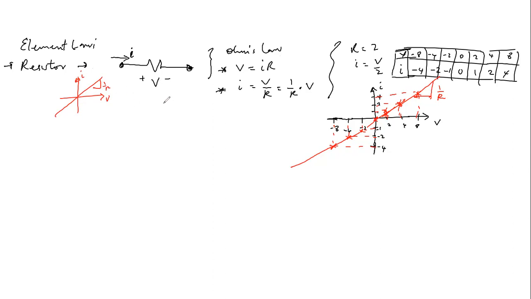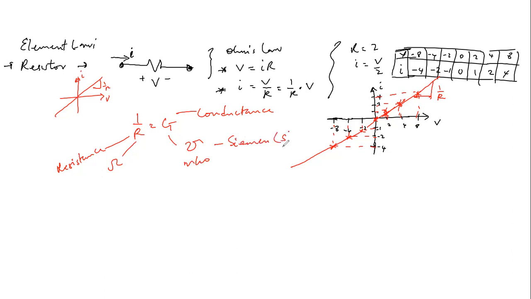And we know that 1 over R is the same as the conductance. This is the conductance, okay? While this is resistance. And the conductance is in mhos, while this is in ohms, right? Mho, which is also Siemens, right? Siemens, which is S.